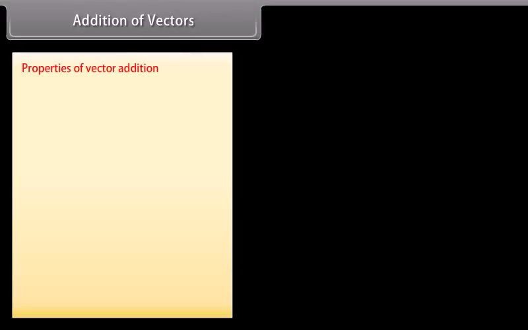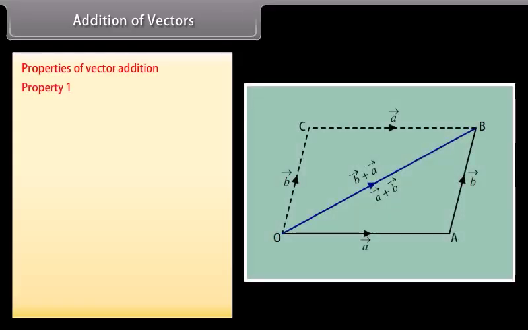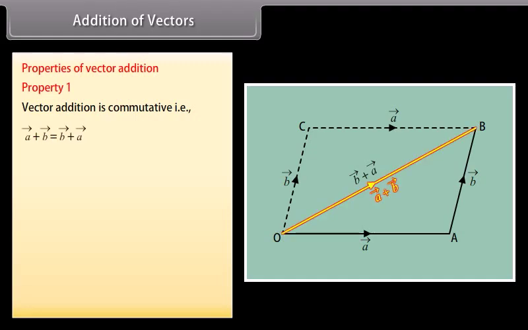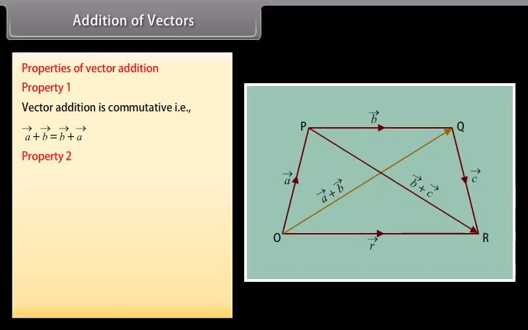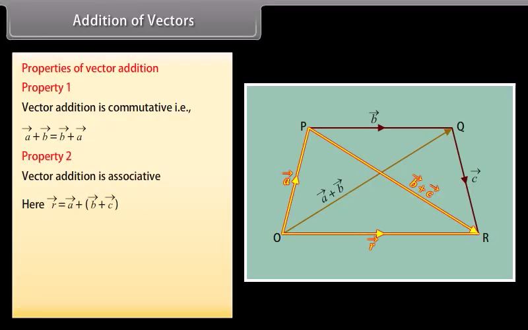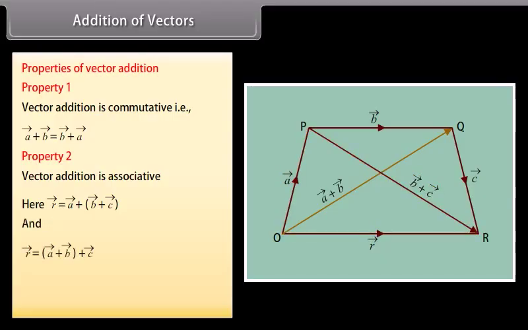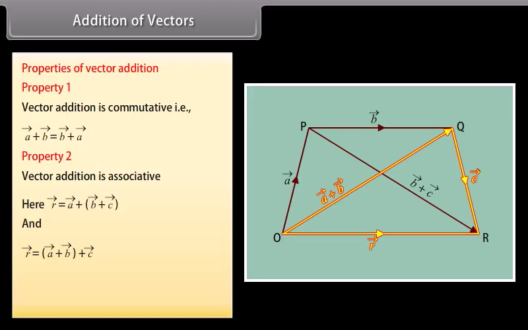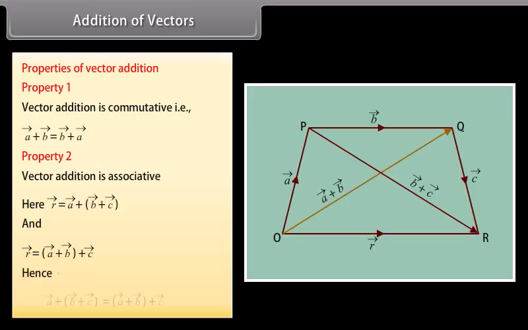Addition of vectors. Properties of vector addition. Property 1. Vector addition is commutative. That is, vector A plus vector B equals vector B plus vector A. Property 2. Vector addition is associative. Here vector R is equal to vector A plus (vector B plus vector C), and vector R is equal to (vector A plus vector B) plus vector C. Hence, vector A plus (vector B plus vector C) is equal to (vector A plus vector B) plus vector C.